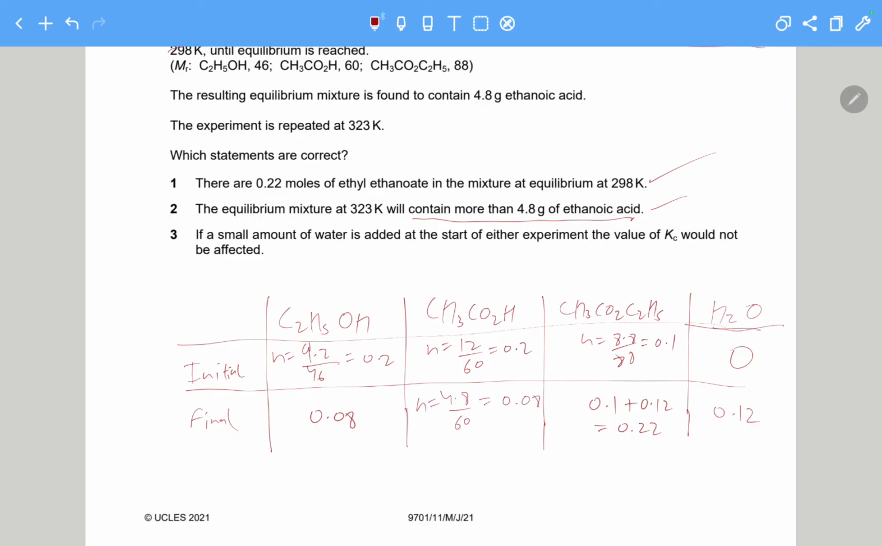And then, if a small amount of water is added at the start of either experiment, the value of Kc would not be affected. That is correct, because any changes in concentration would perturb the equilibrium in the beginning but would re-establish it, and the equilibrium constant will remain the same. The only thing that affects the equilibrium constant is the temperature. So we have all three options correct, which will give us A.